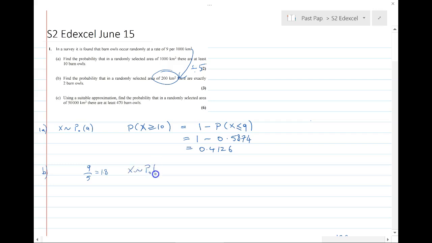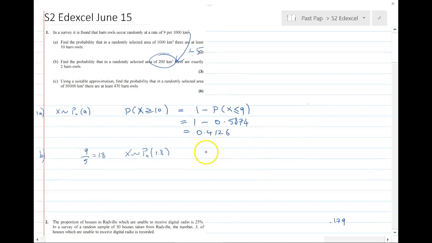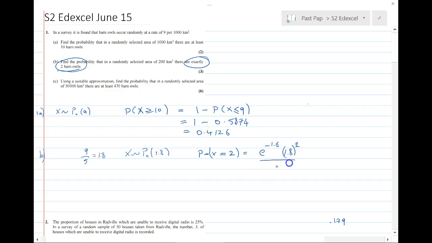So now we're dealing with Poisson 1.8. Now we have the probability, and it wants, that's not a number that occurs in the tables, but thankfully it just wants exactly 2. So we want the probability that x equals 2. Just putting that into the formula, the rate is e to the minus lambda, and lambda is 1.8, and then it's lambda, 1.8, to the power of the number of occurrences, 2, over 2 factorial.